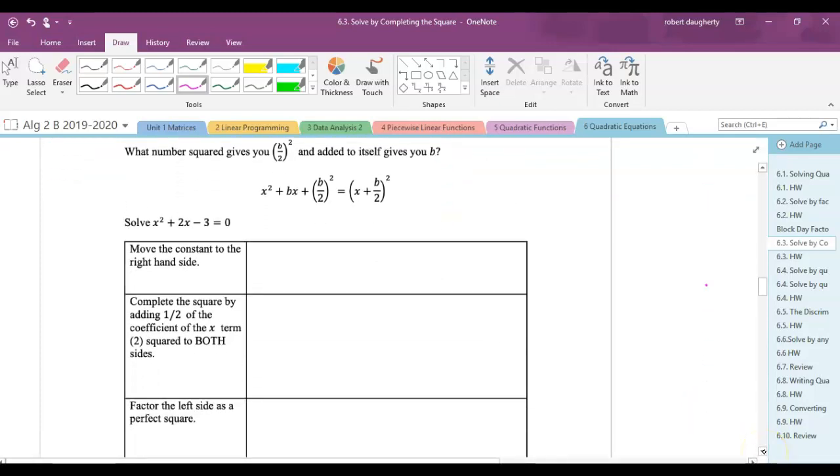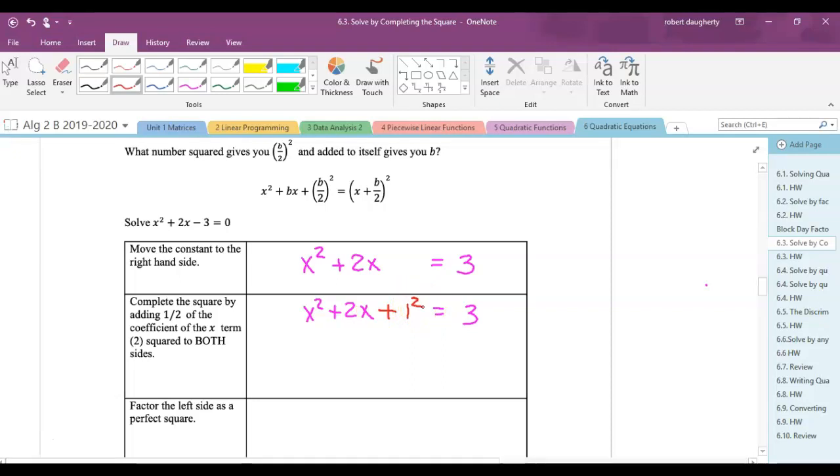X squared plus 2x minus 3 equals 0. So first thing to do, move that constant over to the other side. So I get x squared plus 2x equal 3. Okay. Now, what I need here, for this to be a perfect square, I've got to take half of this number and square it. Okay, so what I'm going to do, I'm going to write x squared plus 2x. What is half of 2? 1. What is 1 squared? Okay, so I'm adding 1 squared to that side of the equation.